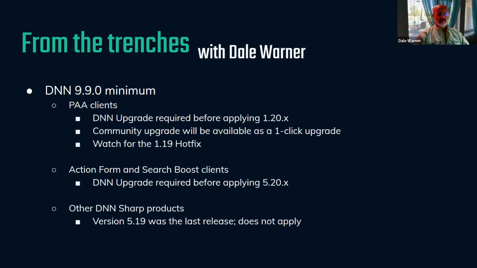One of the things that's going on with our next release, so we're currently at version 1.19. When we go to version 1.20, the minimum requirement for DNN increases from 9.6 to 9.9. And so everybody who's using the community version of DNN, that's going to be available now to you as a one-click upgrade if you want to use it. And so I'll show you a little bit about what that's going to look like.